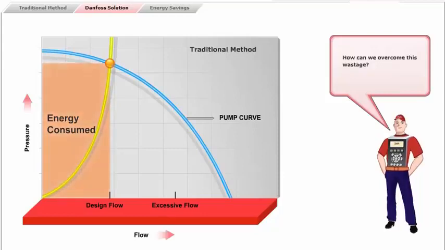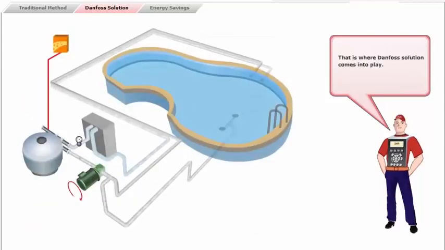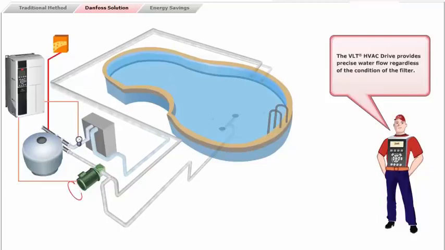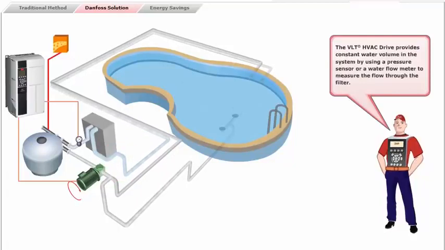How can we overcome this wastage? That is where the Danfoss solution comes into play. The VLT HVAC drive provides precise water flow, regardless of the condition of the filter. The VLT HVAC drive provides constant water volume in the system by using a pressure sensor or a water flow meter to measure the flow through the filter.